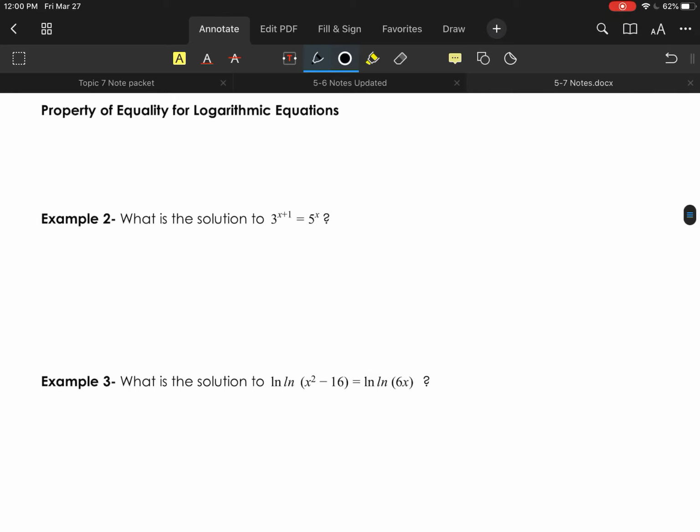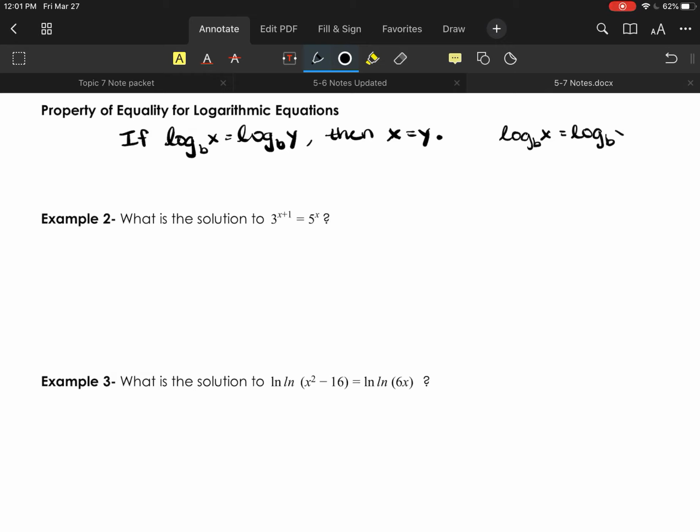Okay, so property of equality for logarithmic equations. Here's what it says. If you have log base b of x equals log base b of y, then you know that x equals y. So essentially what's happening here, if I write it out maybe a little bit differently, it might make more sense.